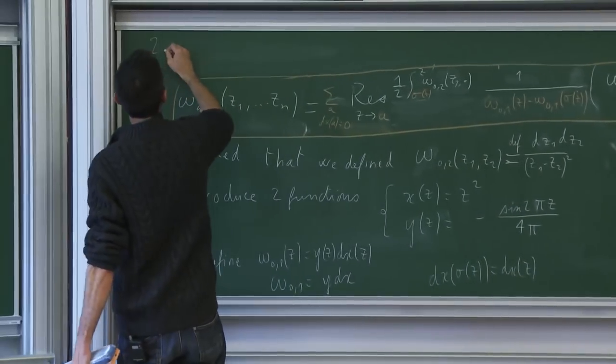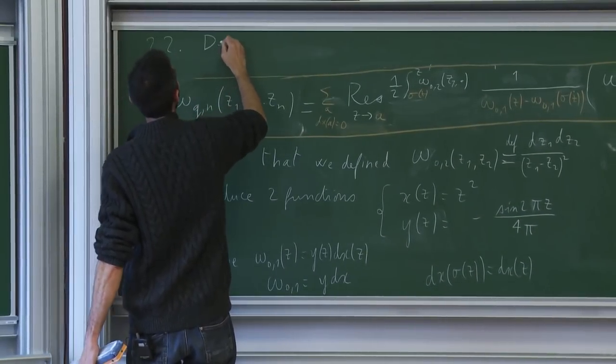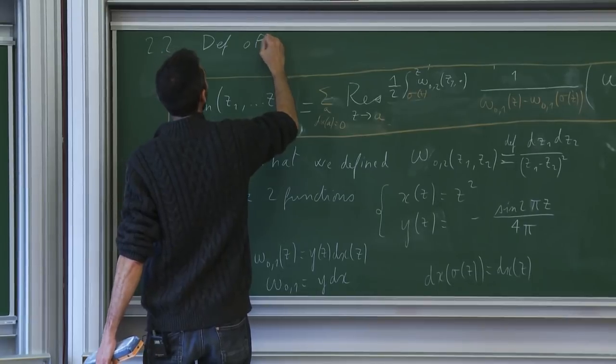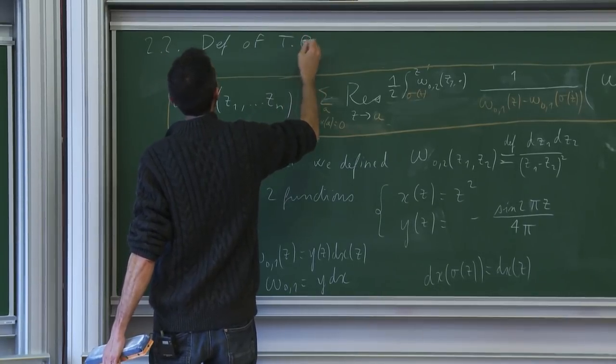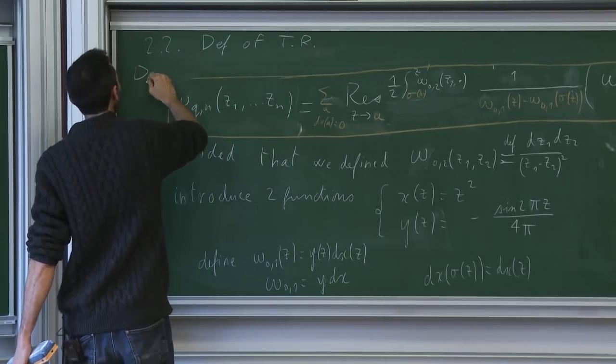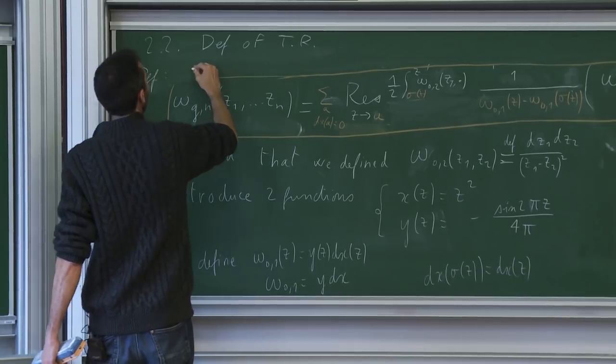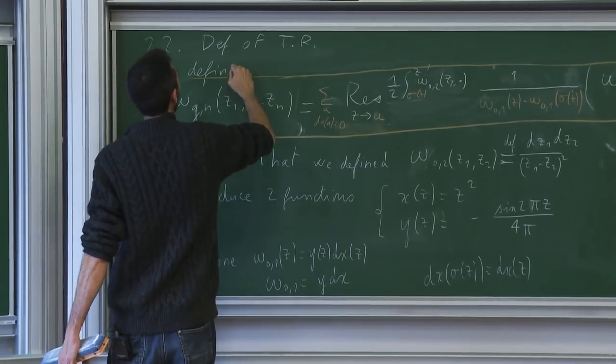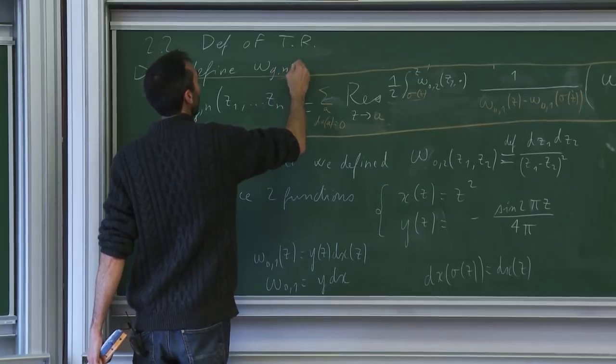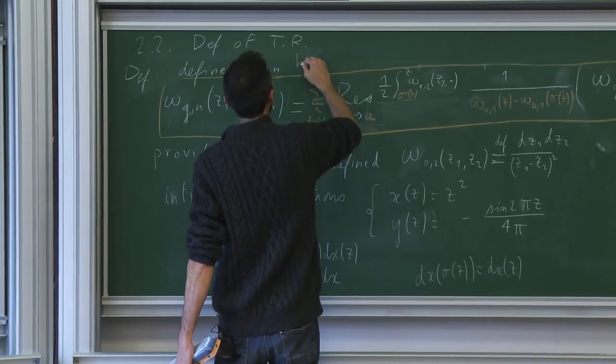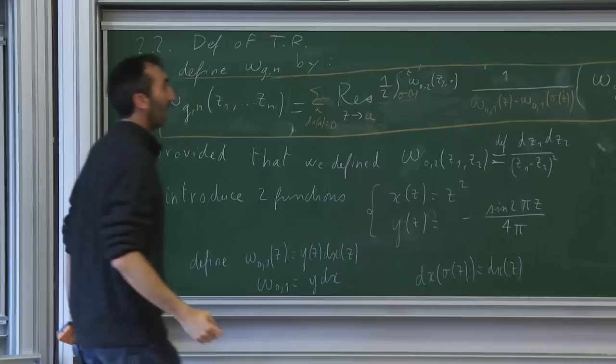So, two, definition of TR. And so the definition: define omega g,n by this formula.